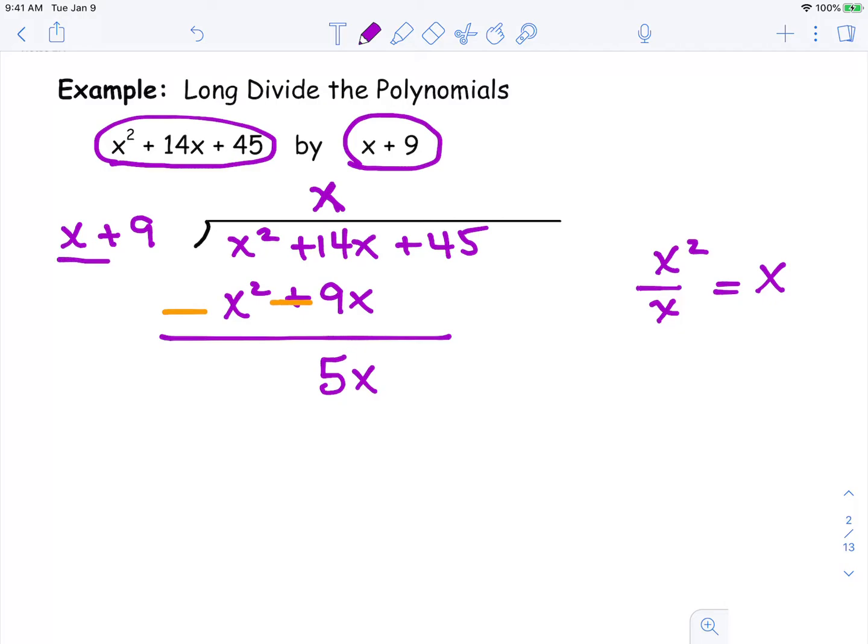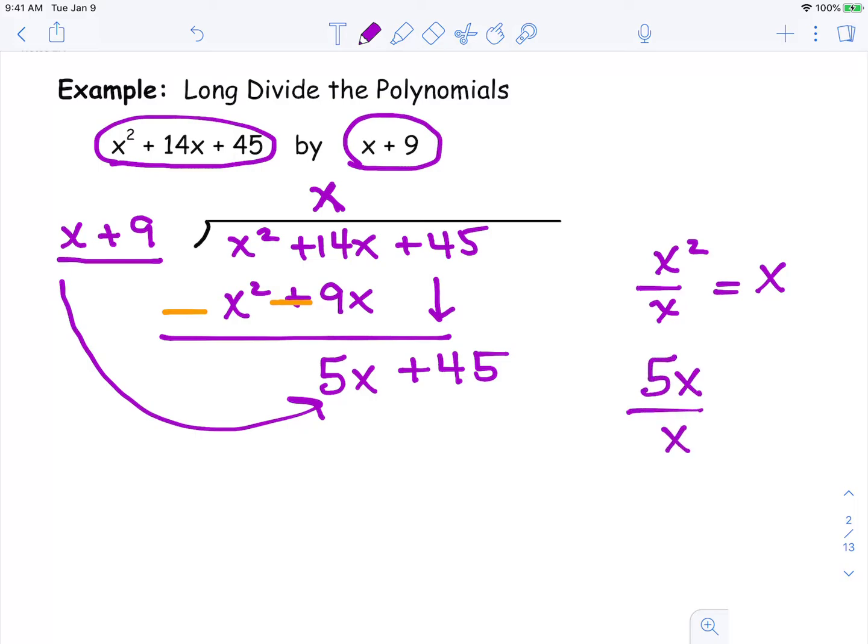Now you have two terms sitting out in front, so that means you need to have two terms in the next step. So I have to bring down the next term, plus 45. Now we repeat the process again. We're going to take x and divide it into 5x. What is 5x divided by x? 5x divided by x is 5. So we're going to put a plus 5.